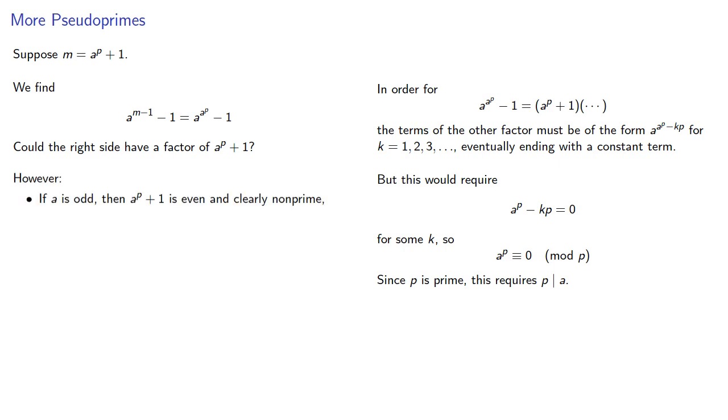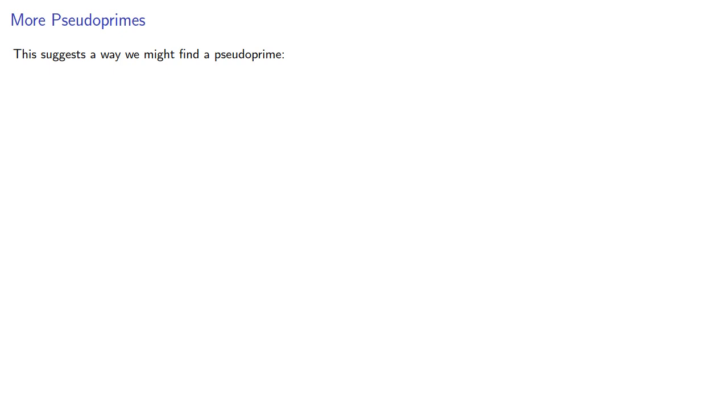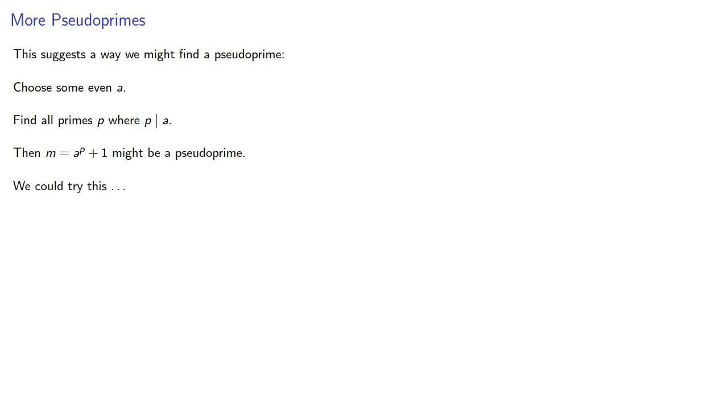However, if a is odd, then a to the p plus 1 is even, and clearly non-prime, so it's a really bad pseudoprime because it obviously isn't prime. So we do care mostly about the case where a is even, but if a is even, there's only a few primes that could divide it. And this suggests a way we could find a pseudoprime. Choose some even value a, find all primes p that divide a, then a to the p plus 1 might be a pseudoprime. We could try this, though since only a few primes will divide a, this promises at best a limited yield.